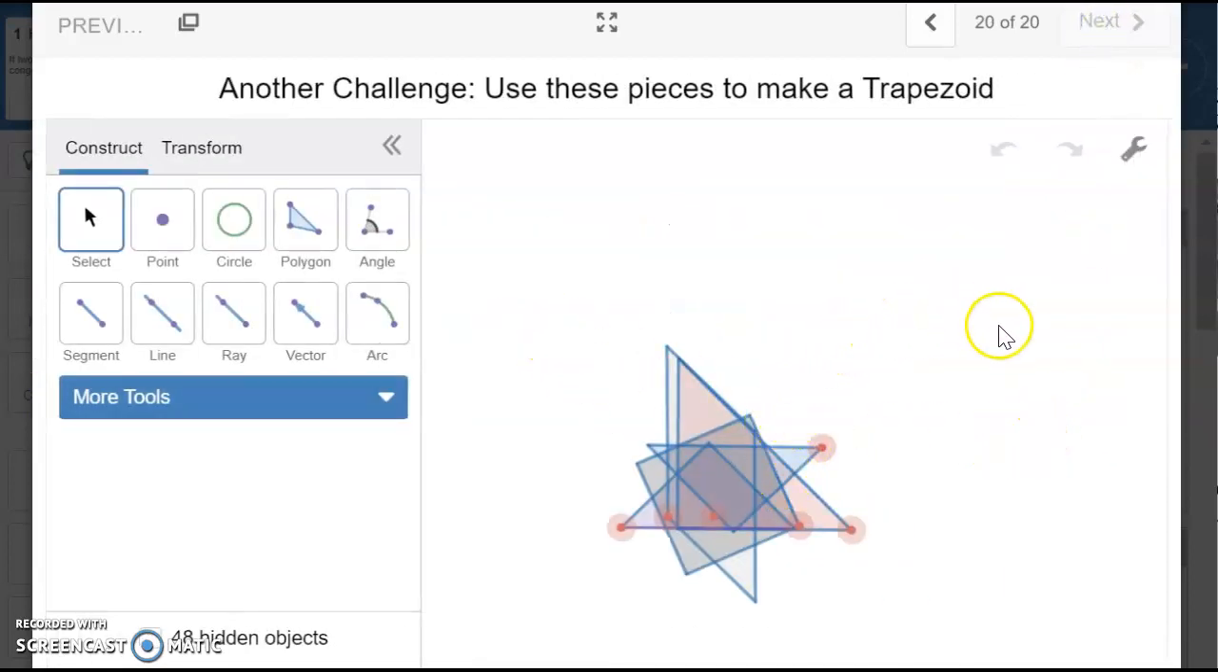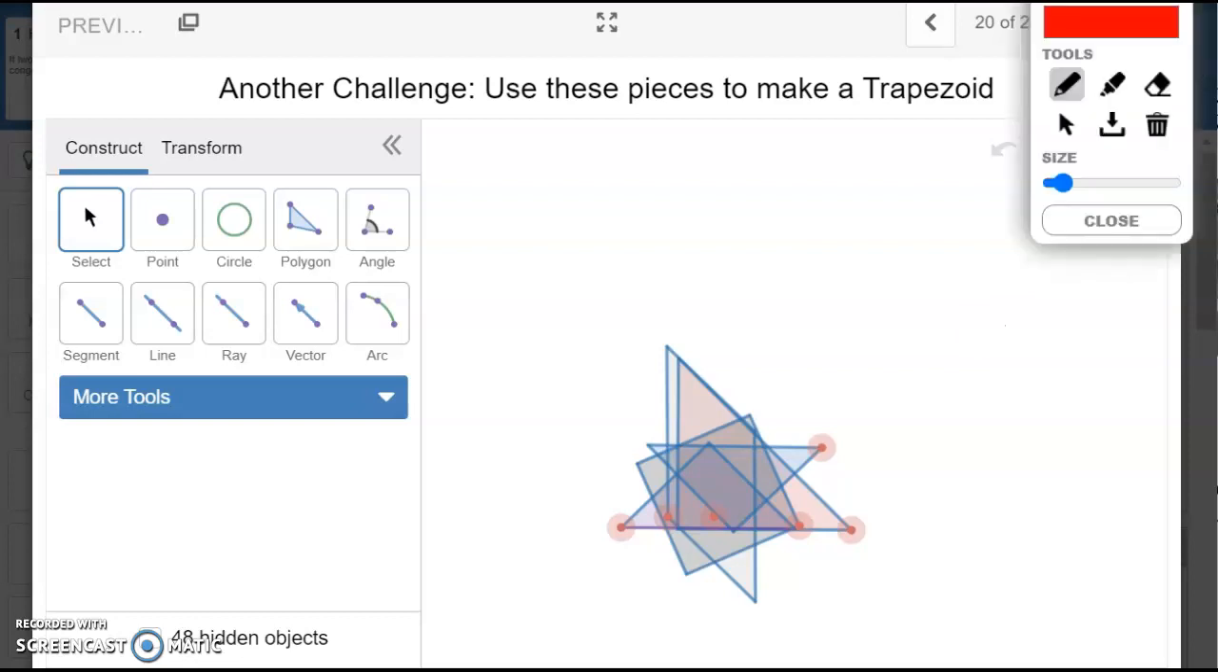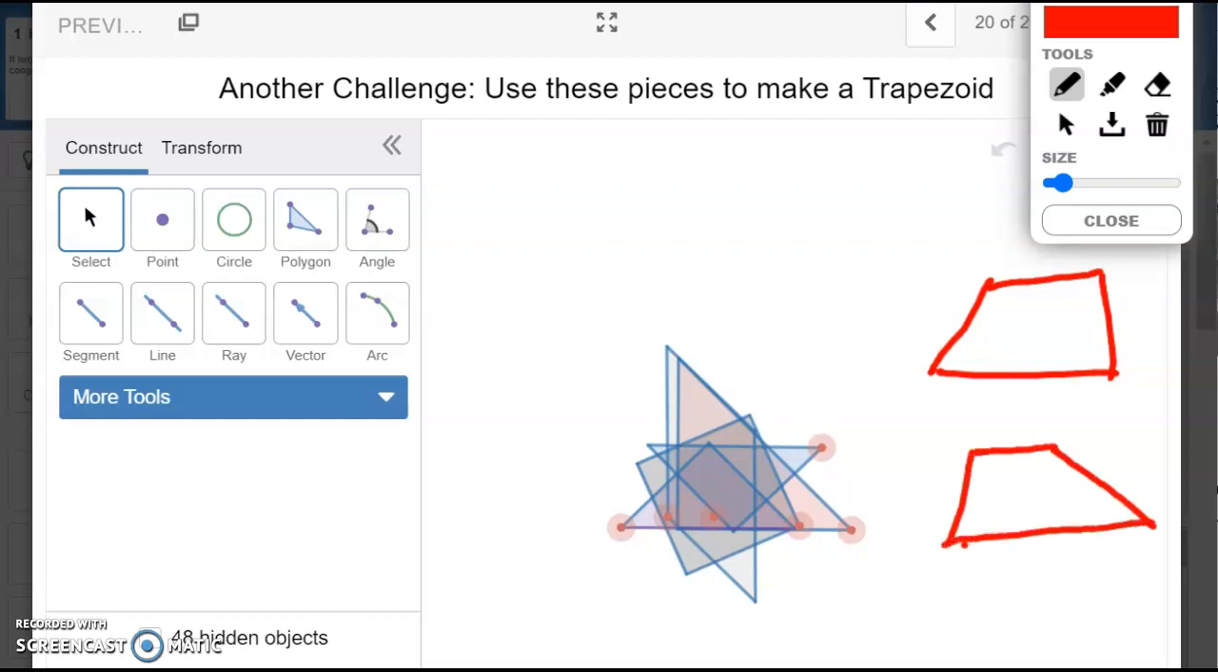See if you can find a trapezoid. What is a trapezoid? A trapezoid would look like this, or this. Okay, so we have parallel lines and sides that are not congruent. Okay, all right, that's it for today.